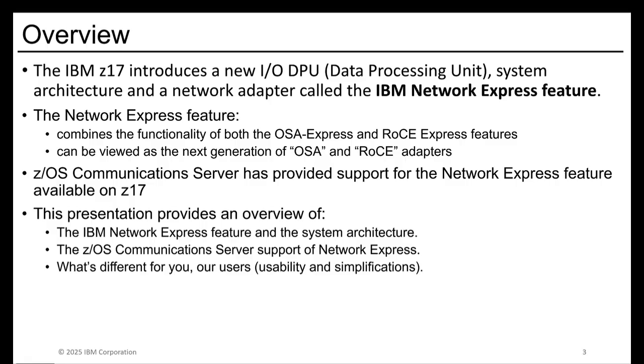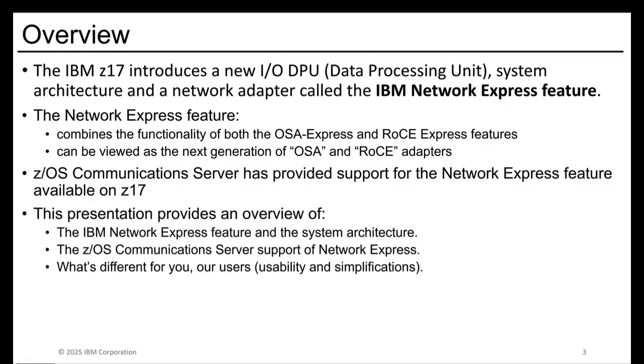The IBM Z17 was just recently announced, and it introduces something called an I/O data processing unit. That I/O DPU comes along with new system architecture and a new network adapter called the IBM Network Express feature. The Network Express feature combines the functionality of both OSA and RoCE into a single feature. You can view this as my next generation of OSA, or my next generation of RoCE. For the most part, that's been our objective: to view this as next generation, and how you get started and how you use it will look and feel pretty much the same as it has for years.